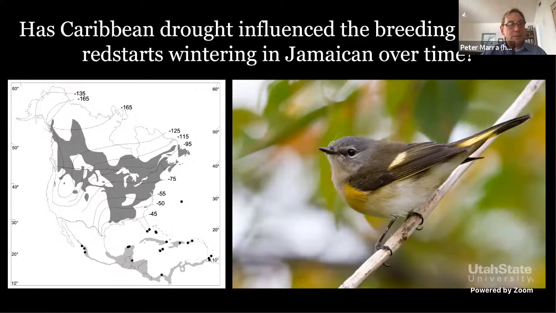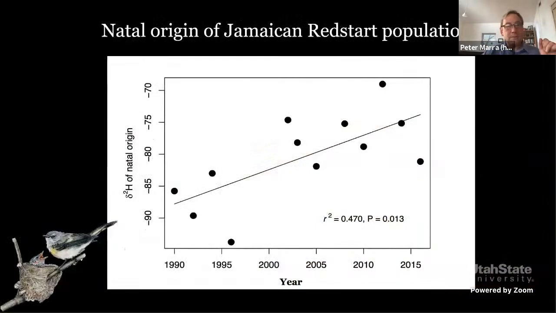So we can then ask the question, because there's been this Caribbean drought that's gone on for 20 years and it's going to be going on for another 20 years, has that influenced the breeding ground origin of redstarts wintering in Jamaica over the time frame that I've been studying these birds? So we basically looked at our deuterium over, I think we did 20 years, to see if the mean breeding latitude of our birds has changed over time because of this drought and because of the impact that it has on annual survival of birds migrating further north. And that's exactly what we found. So going back to 1990, all the way out to 2015, this is the deuterium or natal origin, the latitude that the bird had come from that previous year.